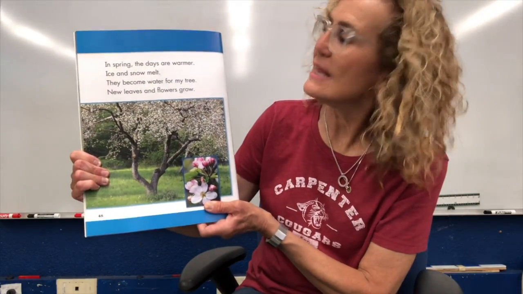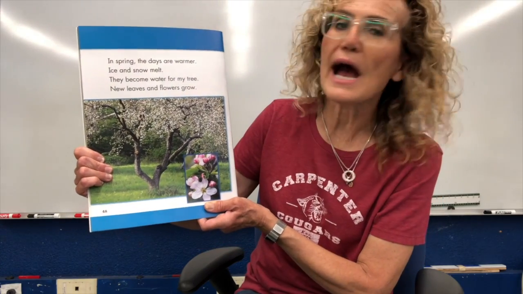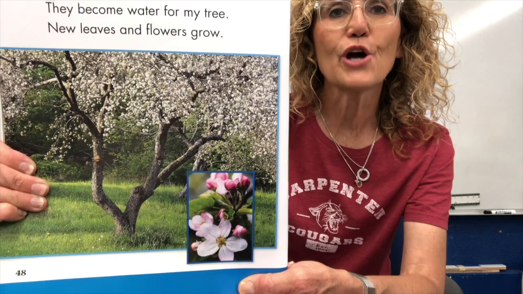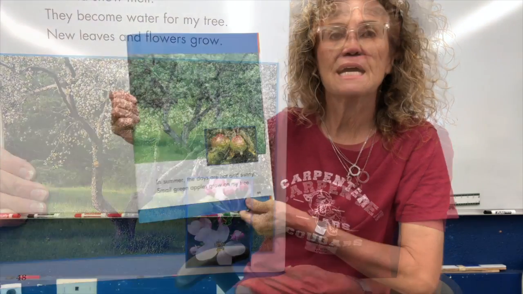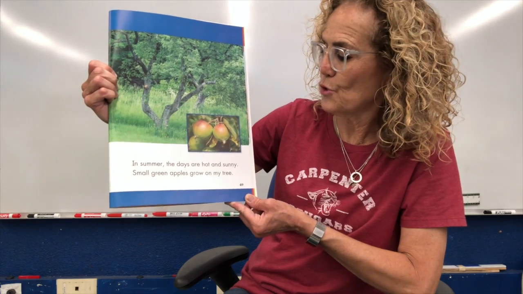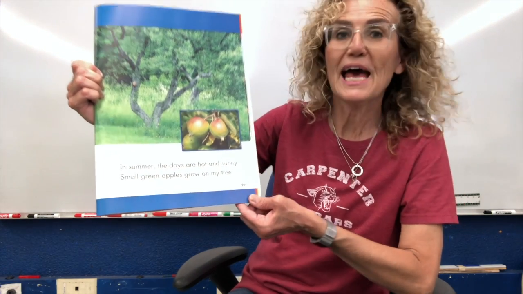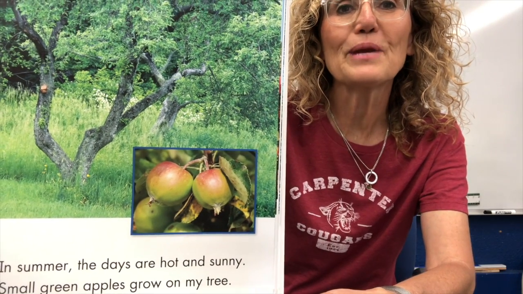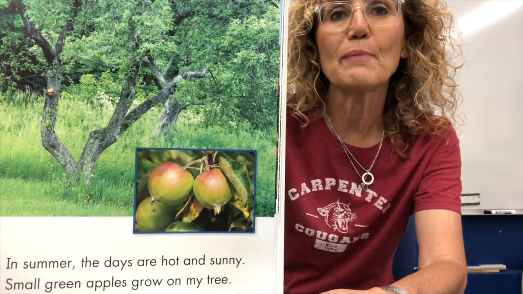In the spring, the days are warmer. Ice and snow melt. They become water for my tree. New leaves and flowers grow. Do you remember when we saw the flowers on the apple tree? In summer, the days are hot and sunny. Small green apples grow on my tree. That's what we're seeing on our tree. We're starting to see little green apples growing on our apple tree.